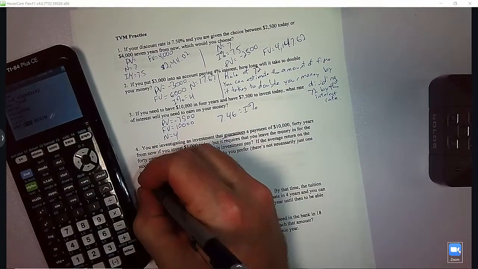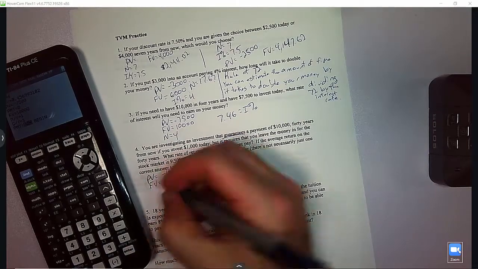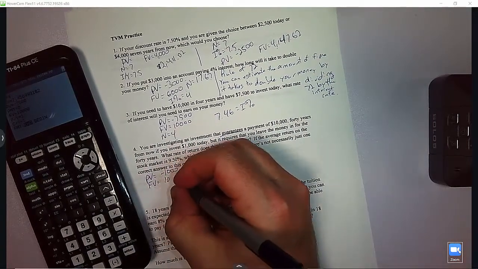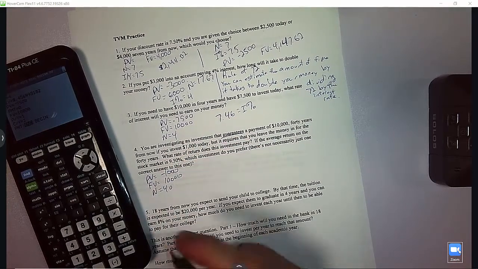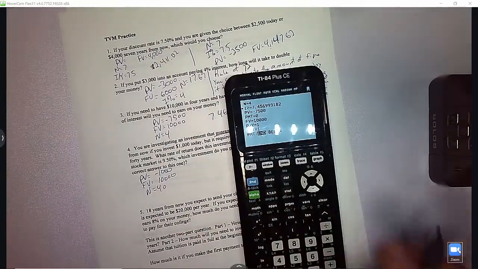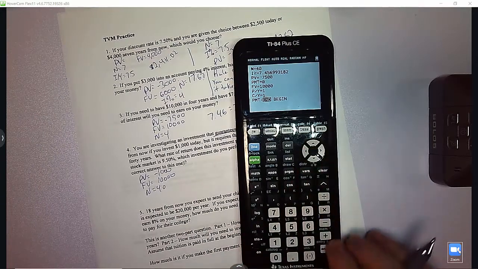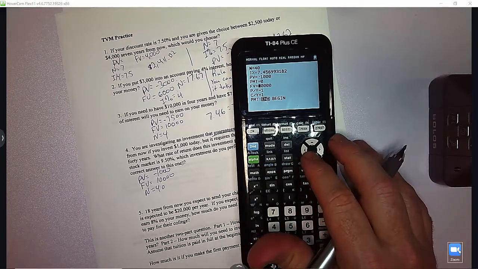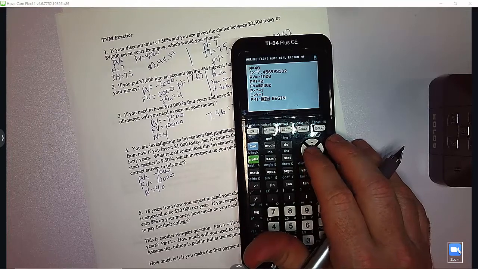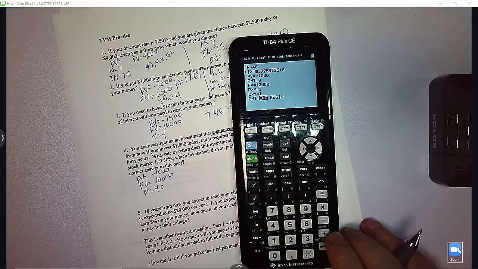So in this case, our present value is equal to negative 1,000. Our future value is equal to 10,000. Our N is equal to 40. And we're solving for the interest rate. So my N is equal to 40. My present value is negative 1,000. My future value is 10,000. I already had that in there from the last problem, so I don't need to update that. And I'm going to solve for my interest rate by pressing alpha and then enter. So we get an interest rate of 5.93%.